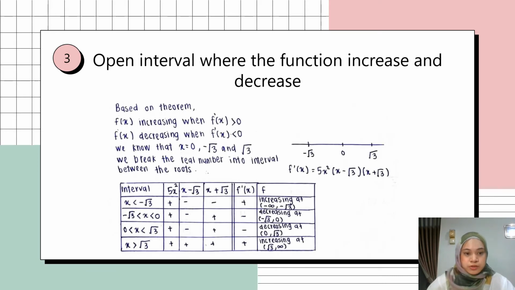Based on the theorem, we know that the function is increasing when the first derivative is more than 0 and decreasing when the first derivative is less than 0. We know that the roots are x equals 0, negative square root of 3, and square root of 3. So we break the real numbers into intervals between the roots, do a table, and we get the open intervals of the function like this.